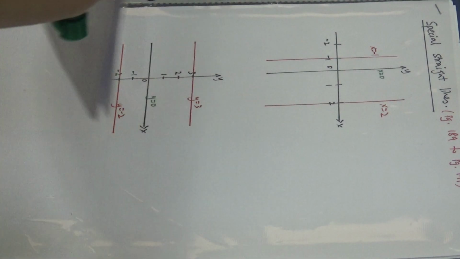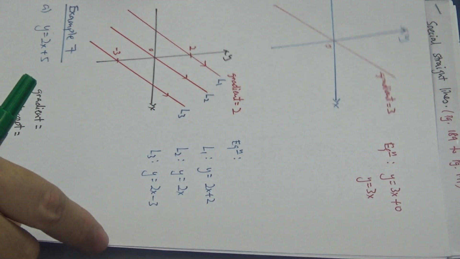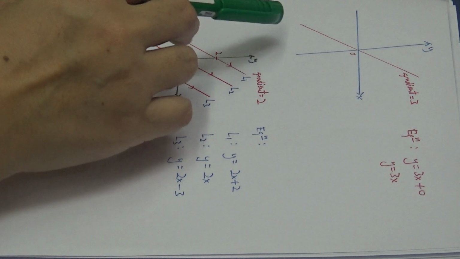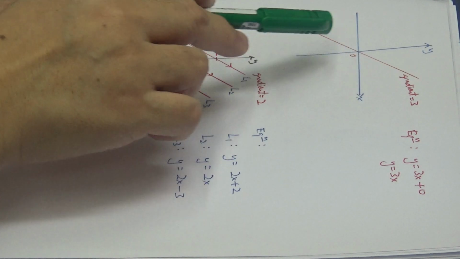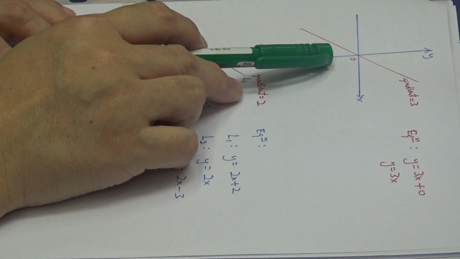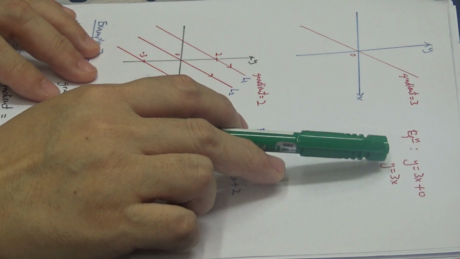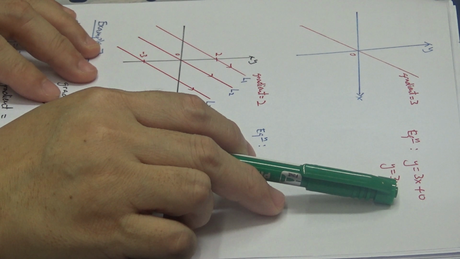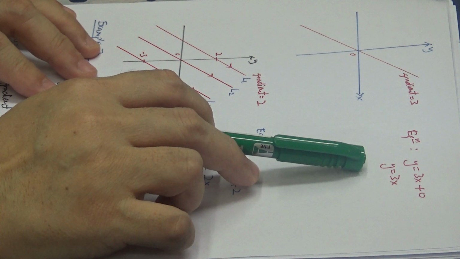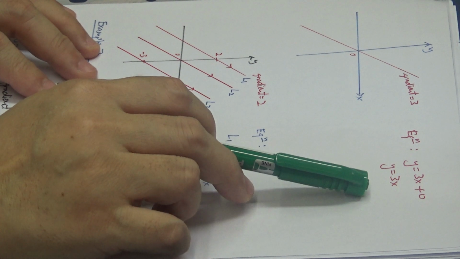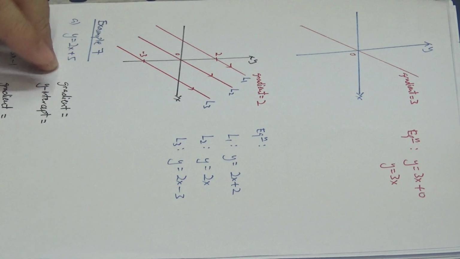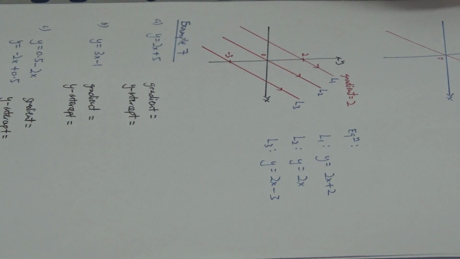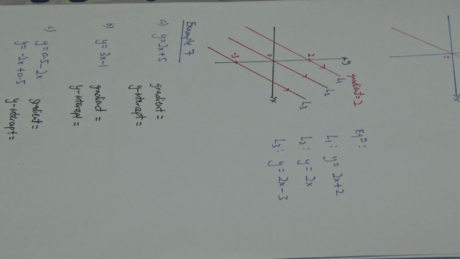And let me just show you 2 more examples. Now, if I tell you that this has gradient 3 and it passes through the origin, which is (0, 0), then I will have y equals 3x plus 0. But because plus 0 means nothing, we will leave it out. The final form should be written as y equals 3x. Now, I give you another example on parallel lines.